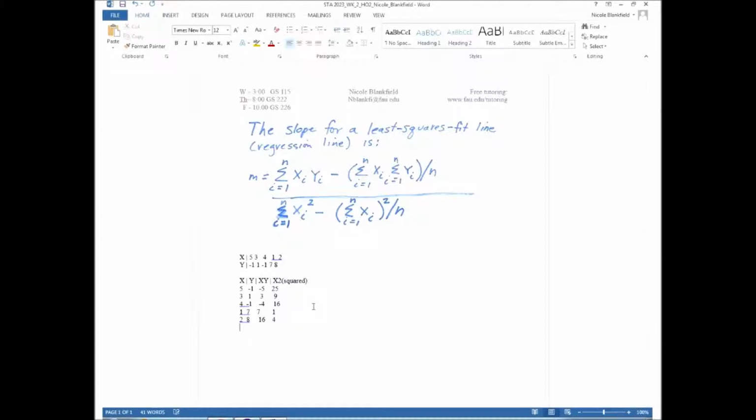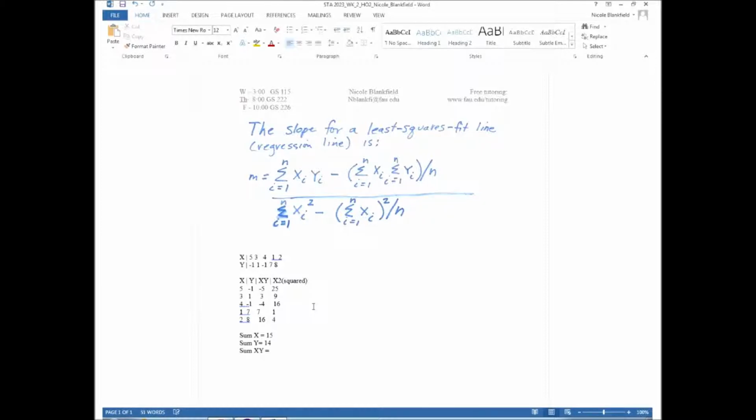So we created the chart. Now I want to sum them all up. 5 plus 3 plus 4 plus 1 plus 2 equals 15. I want to do another space so we know the sums. So I'm going to write sum x equals 15, so it's not all weird. Sum y, so -1 plus 1 plus -1 plus 7 plus 8 is 14.